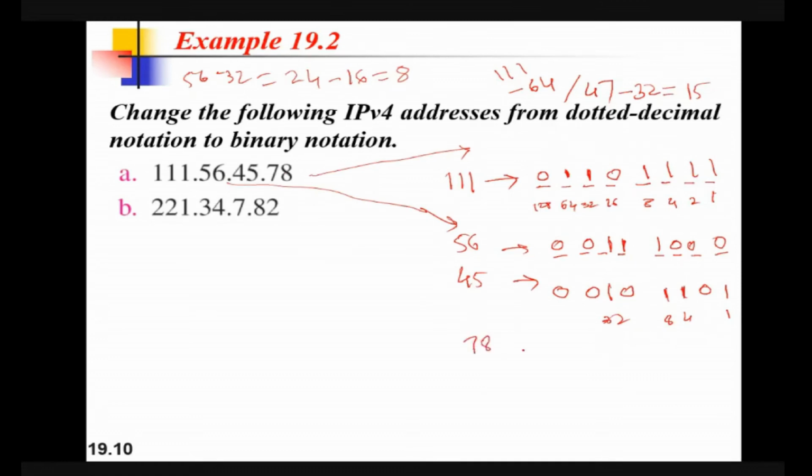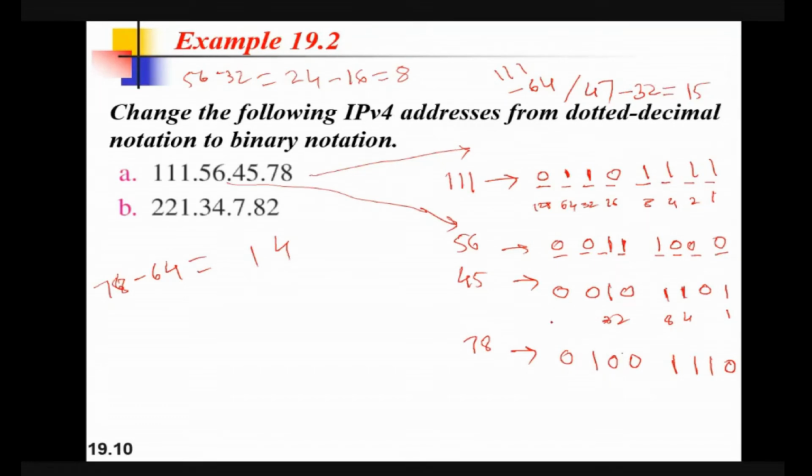Similarly represent 78. So for 78, 128 will be 0. 64 will be 1. Then 78 minus 64 is 14. So this will be 0, then this will be 0, then 8 plus 4 plus 2. So this will be your 78 number.